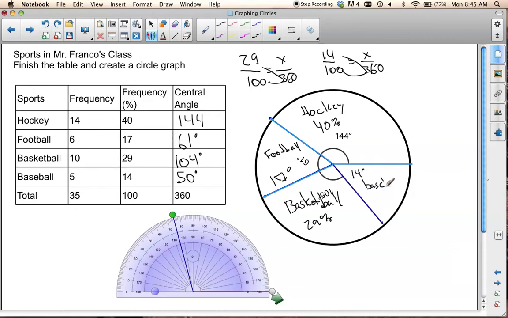That's really all it is for circle graphs. You have to figure out what your angle is by solving for x, just like we did for all the other ones. So 29 over 100, the percent over 100 is equal to x over 360. Figure out what my angle is, use my compass to solve, and from there, that's it.